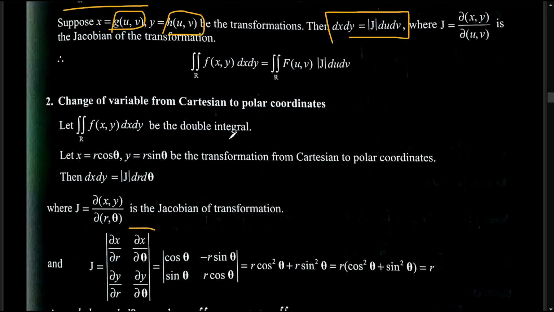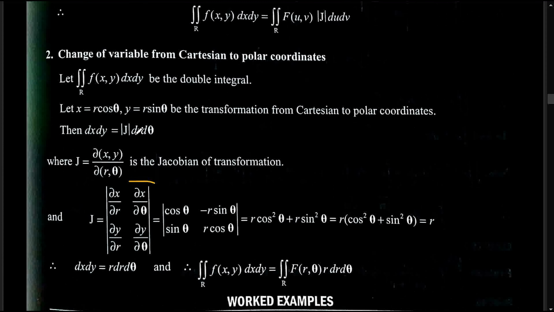Now come to our point, that is polar. To change anything into polar, we just put x is equal to r cos theta, y is equal to r sin theta, and then dx dy is equal to the Jacobian times dr d theta. Why dr d theta?